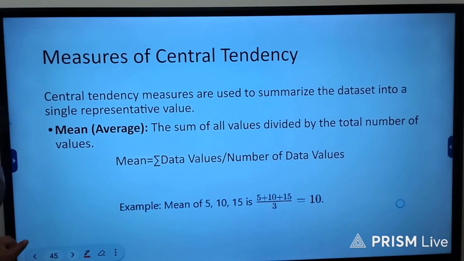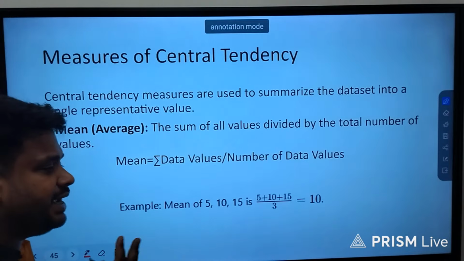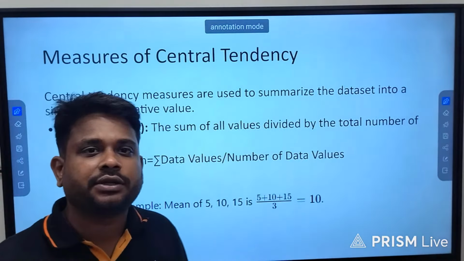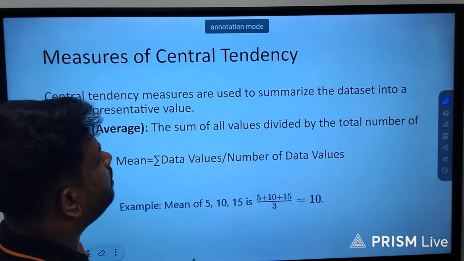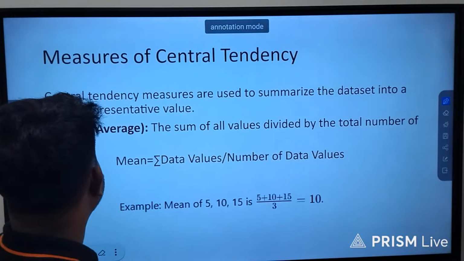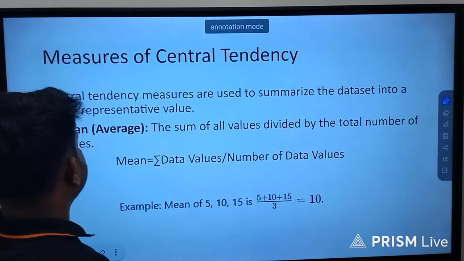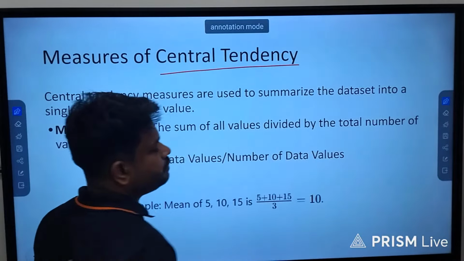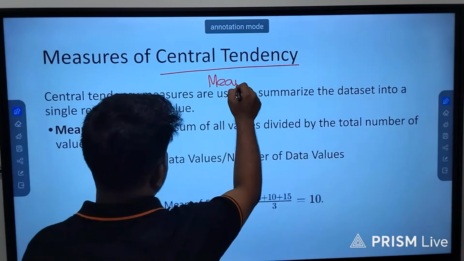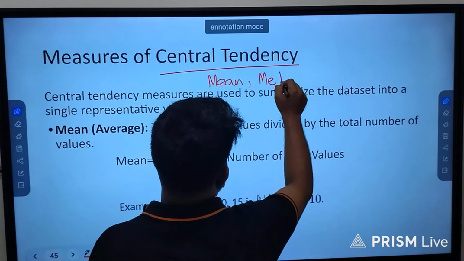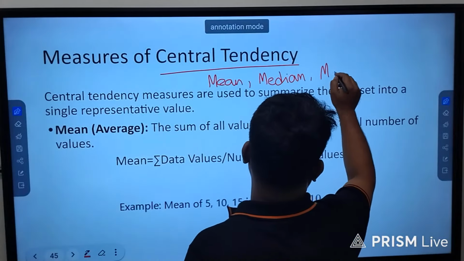So let's come to central tendency. Central tendency covers mean, median and mode. And what does central tendency mean? Central tendency measures are used to summarize the data set into a single representative value. In general, central tendency refers to three different measures, which include mean, median and mode.